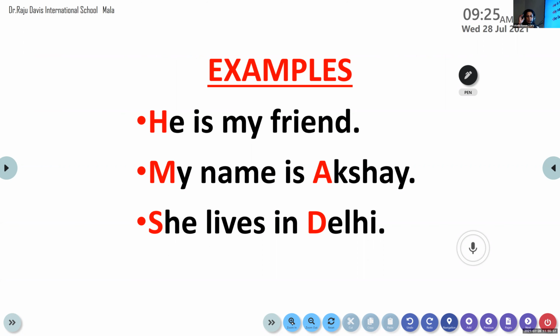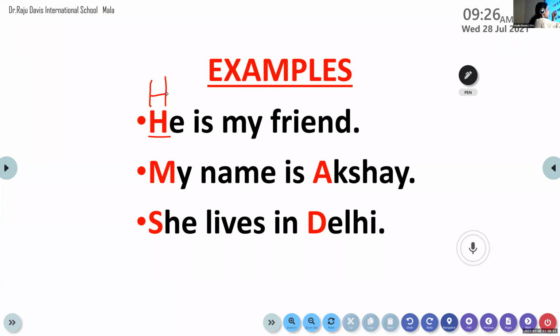So, he is my friend. Here, we have to use a capital letter when we begin a sentence. We have to use the capital H here because we begin a sentence. So H should be written in capital letter. He is my friend. Now look at the second sentence. My name is Akshay. We know that we have to begin the sentence with a capital letter. So the letter M should be written in capital letter.